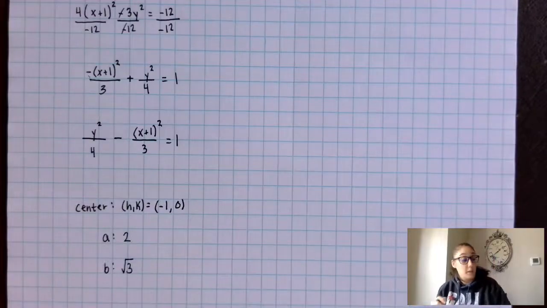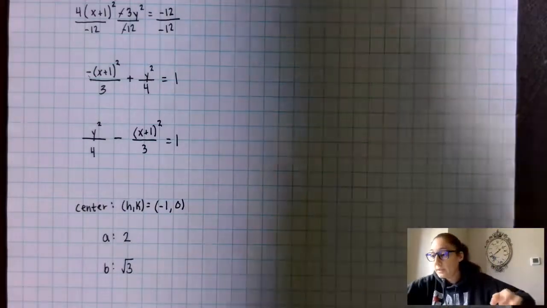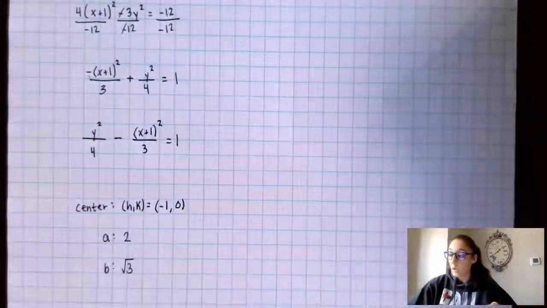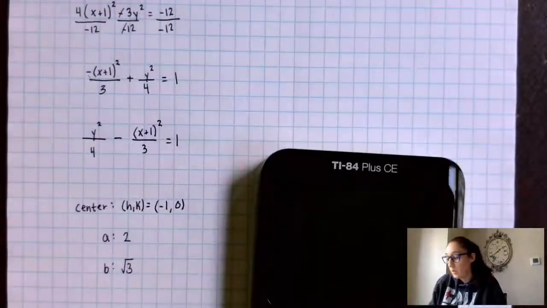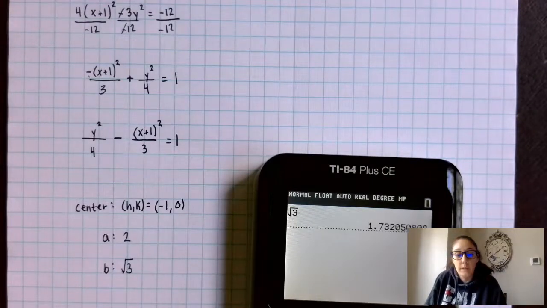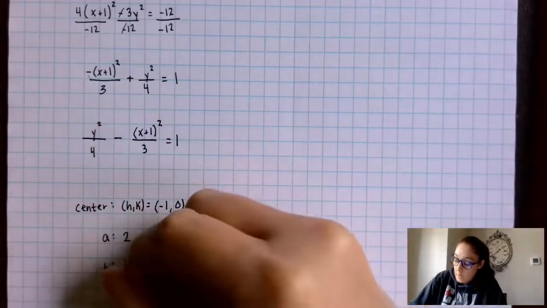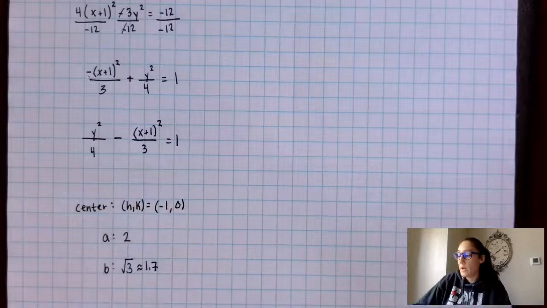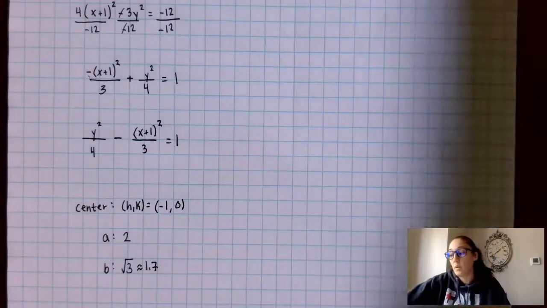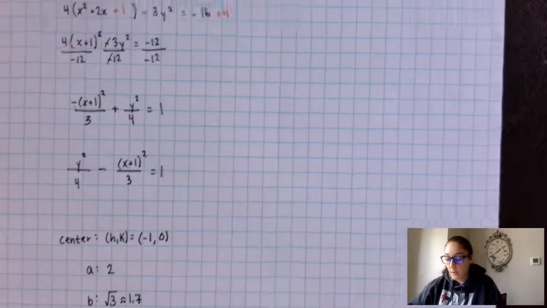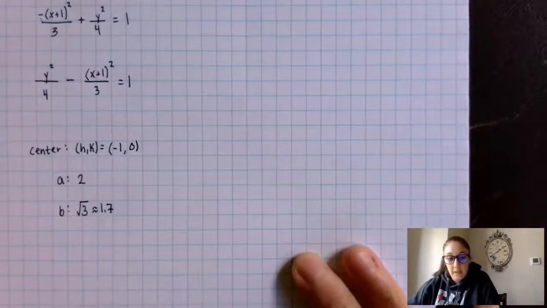Alright, now because we're going to graph this, let me just grab my calculator. We want to figure out what that value is, and we're going to have to estimate a little bit. So if I do radical 3, I get about 1.7. Okay, so that's kind of a mental note for us. You never want to actually write the value of b as 1.7 because that's rounded, but that's a mental note for us. All right, so let's go ahead and start graphing this.